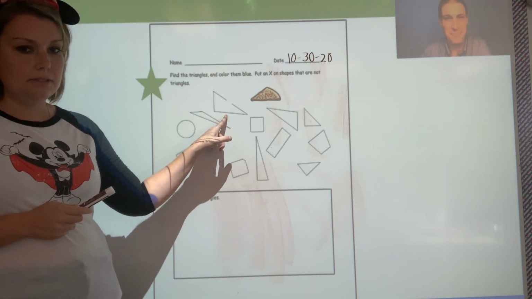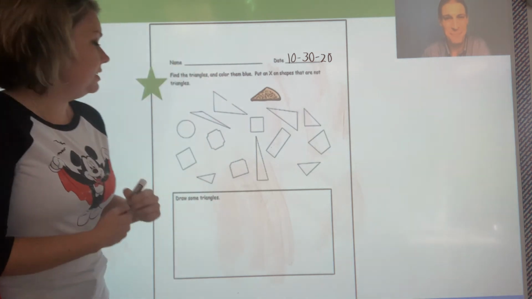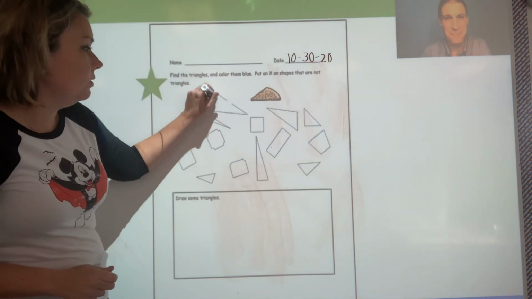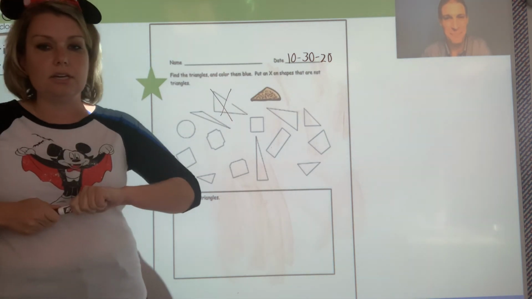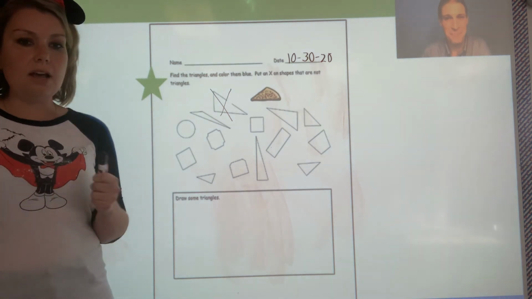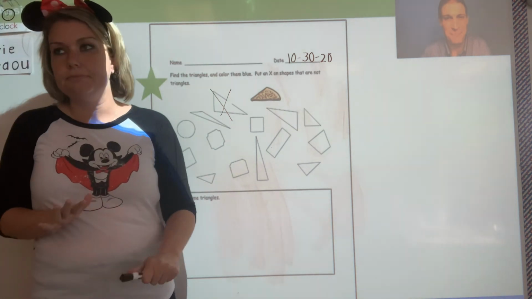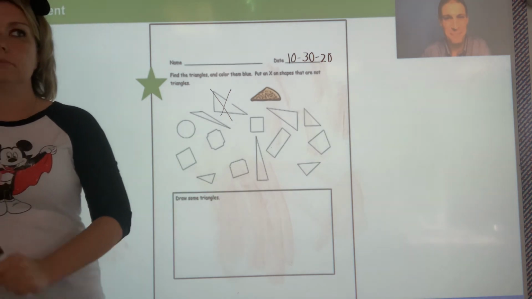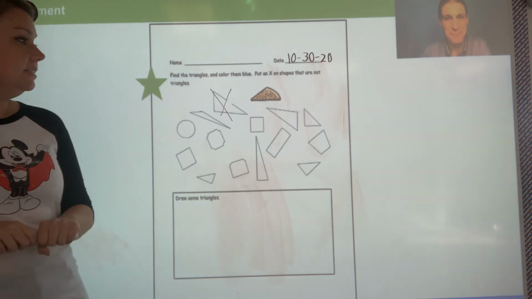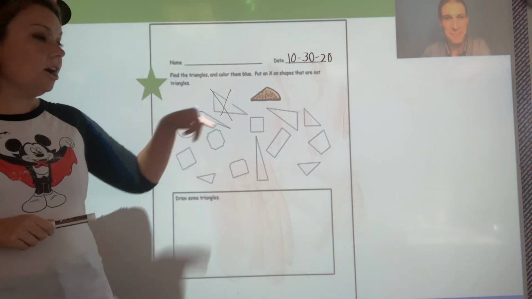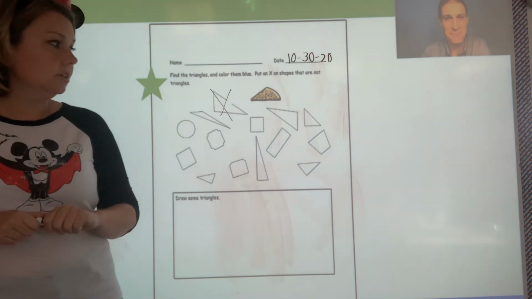or not? I see a lot of no. This is not a triangle. Why is it not a triangle? Raise your hand and share. Why is this not a triangle? Ryan? Because it opens. It is open. A dog could get out if it was a fence, so it cannot be a triangle.